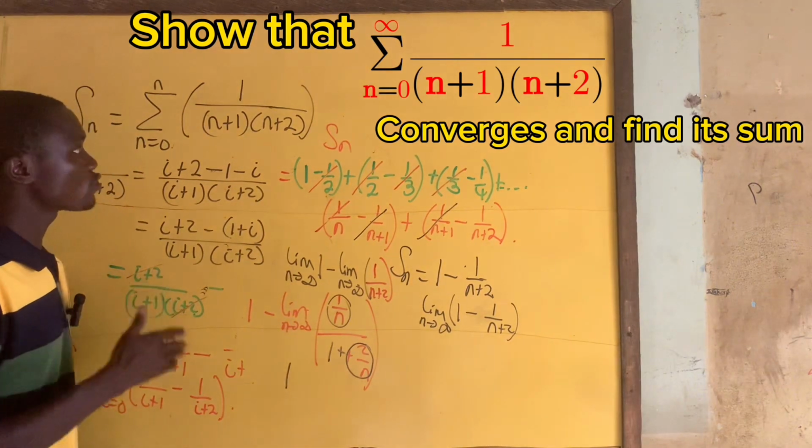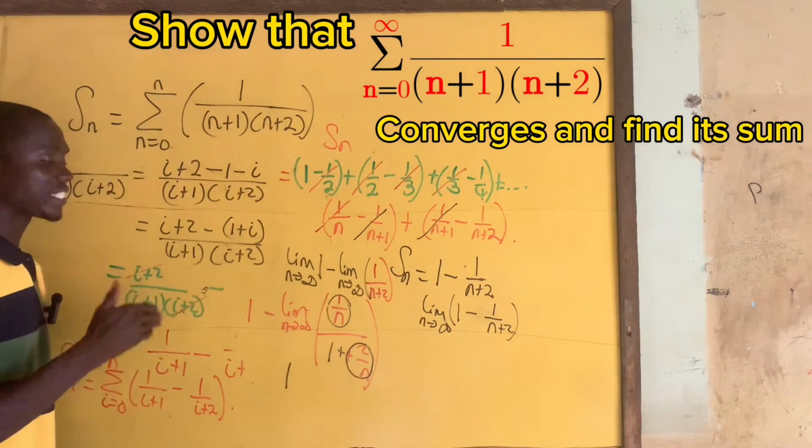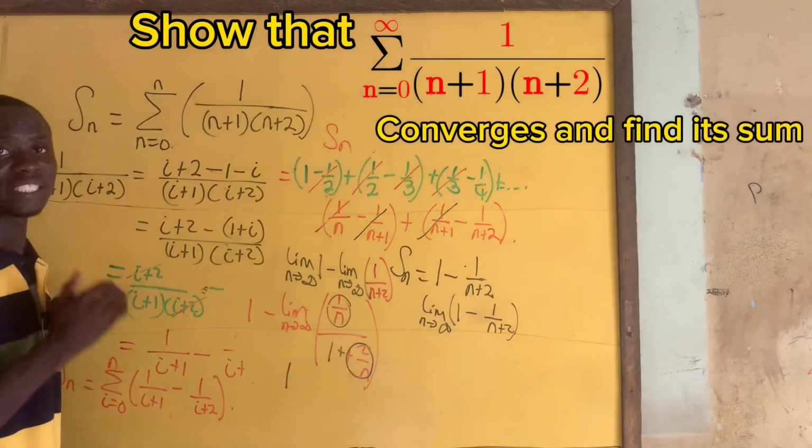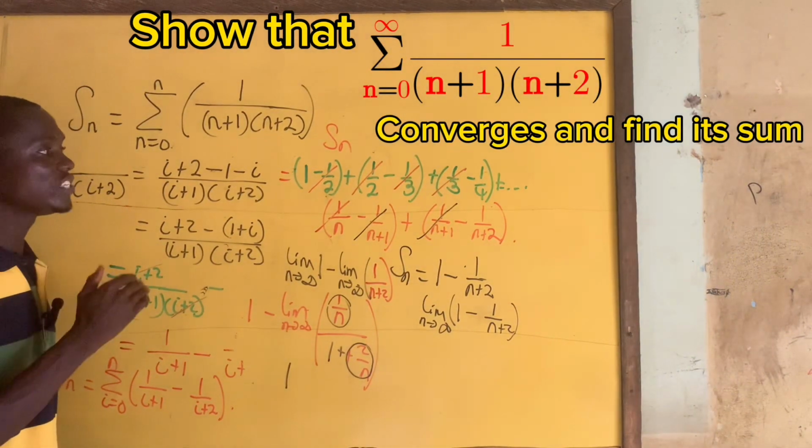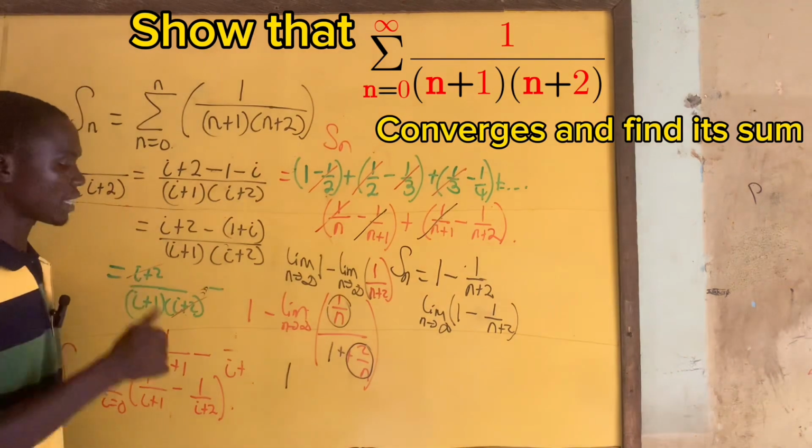So the sequence of partial sums is convergent. Hence the series is convergent and its sum is positive 1.